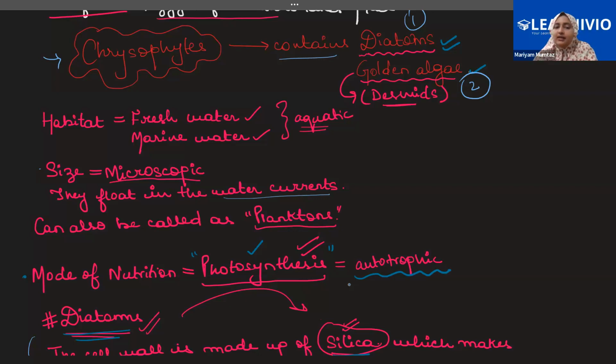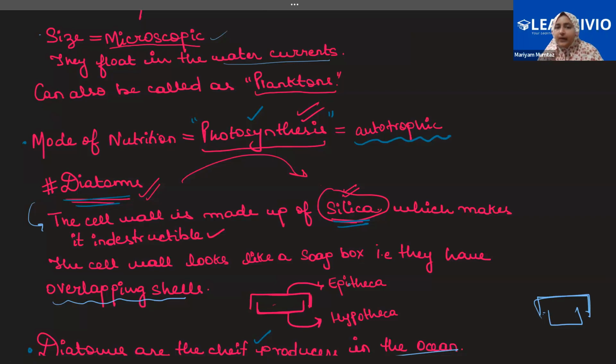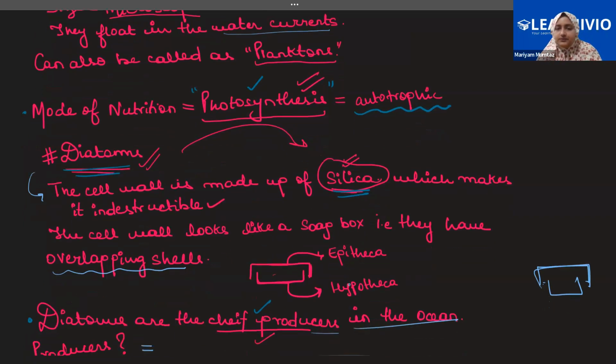Now, the habitat: they can be fresh water or marine water, but they are aquatic, depending upon salt concentration. They are microscopic, very teeny tiny, we cannot see them. They float in the water current. Sometimes the water helps them to locomote also. The chrysophytes can also be called planktons. Their mode of nutrition is photosynthesis, an autotrophic mode of nutrition, because they have certain pigments for photosynthesis.